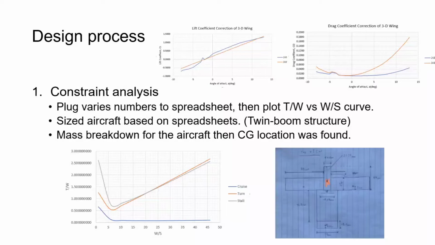Then we can estimate how many components we want in our UAV, such as batteries, GPS and camera. After we get the component masses, we can find the CG location. The CG location was very ideal, and we decided to move on to the manufacturing part. So I'll be passing the remaining slides to my partner Hongjin.